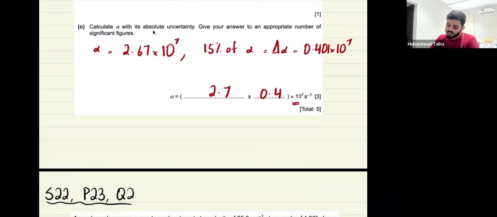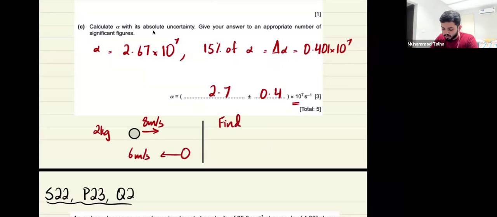Let me give you a really simple example really quickly. Let's say this is an object. It collides with the wall. Let's say it has a mass of 2 kg, collides with 8 meters per second, and then rebounds with 6 meters per second. And somebody tells me to find the change in momentum. So find delta P. In this case, because momentum is a vector quantity, I need to work with velocities. So I need to specify my sign convention. I need to say that velocities to the right are positive, velocities to the left are negative.